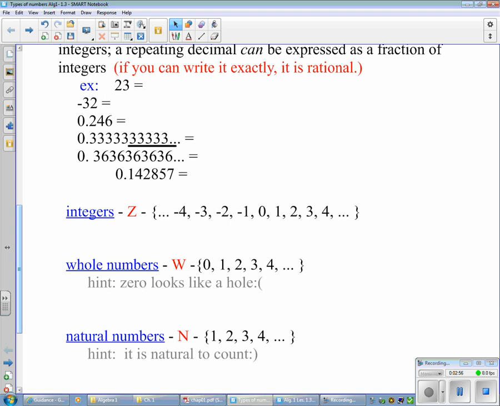Whole numbers are denoted by W, and those are 0, 1, 2, 3, and 4. There's no negatives in the whole numbers, just the positive 0, 1, 2, 3, 4 numbers. Here's a hint to help remember them. 0 looks like a whole, so that's part of the whole numbers. And the last set are natural numbers, denoted by capital N. Natural numbers are just your counting numbers. 1, 2, 3, 4, 5, 6, 7, 8, 9, all the way up to as far as you want to go. There's no limit. Here's a hint. It's natural to count. So natural numbers are counting numbers.